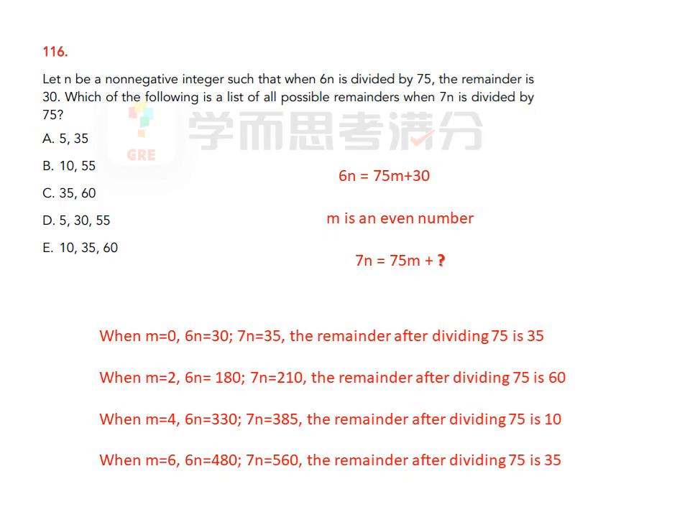Similarly, when m is 2, then the remainder will be 60. And when m is 4, the remainder will be 10. When m is 6, the remainder will be 35. So we get 35 again, as in the case when m equal to 0. So there is a cycle of 35, 60 and 10. So our answer will be option E, that is 10, 35 and 60.